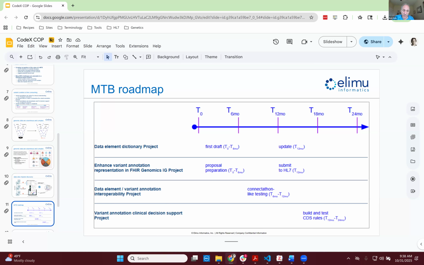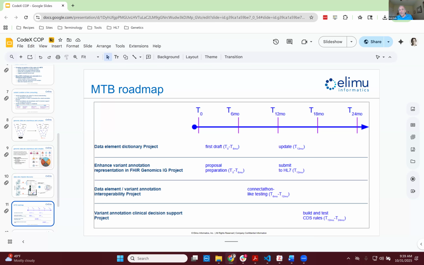And we anticipate that as part of that testing, we're going to realize, oh, we missed a data element, or there was ambiguity in this element, or maybe this proposal didn't quite hit the mark. And so after connectathon testing, we anticipate revising the data element dictionary and hardening this proposal and finally submitting this to HL7, where we'll then work with HL7 to get it incorporated into the next version of the standard.